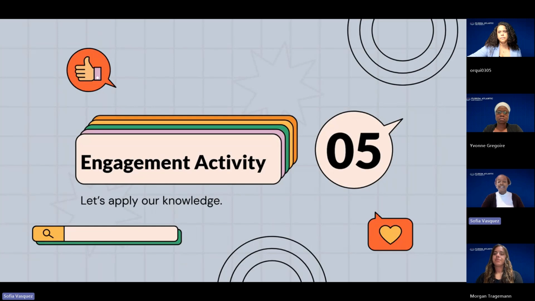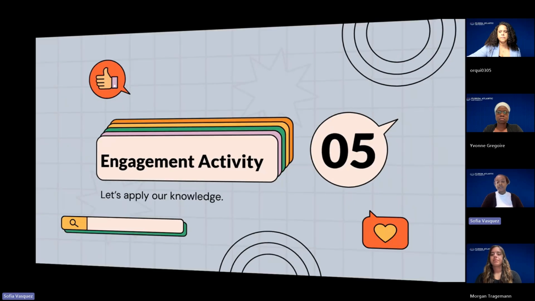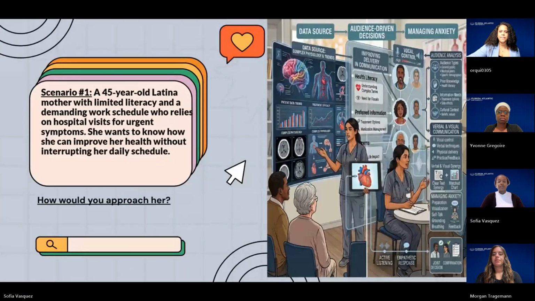In this next part of our presentation, we will be going over some scenarios and how we would apply the skills that we have learned to these scenarios. Scenario number 1, a 45-year-old Latina mother with limited literacy and a demanding work schedule who relies on hospital visits for urgent symptoms. She wants to know how she can improve her health without interrupting her daily schedule. How would you approach that?